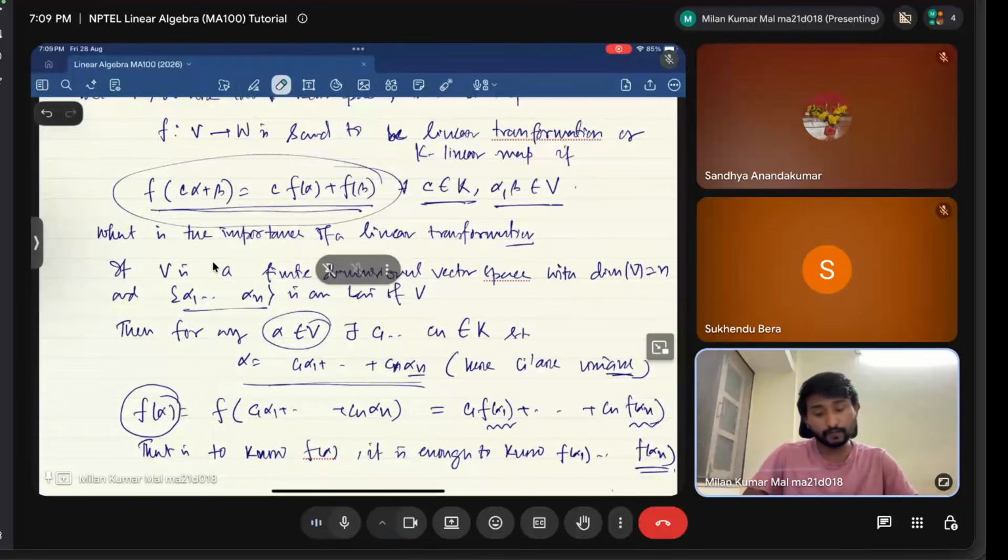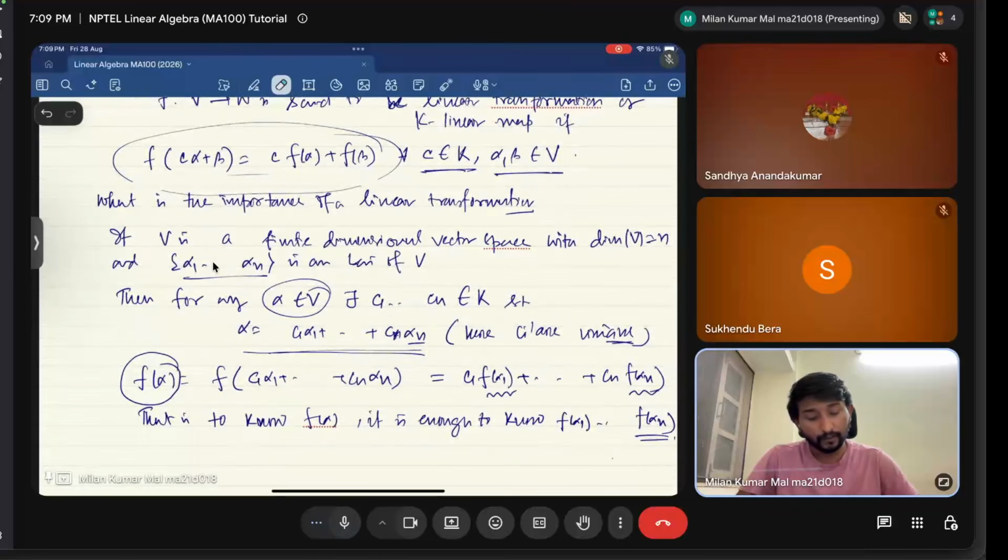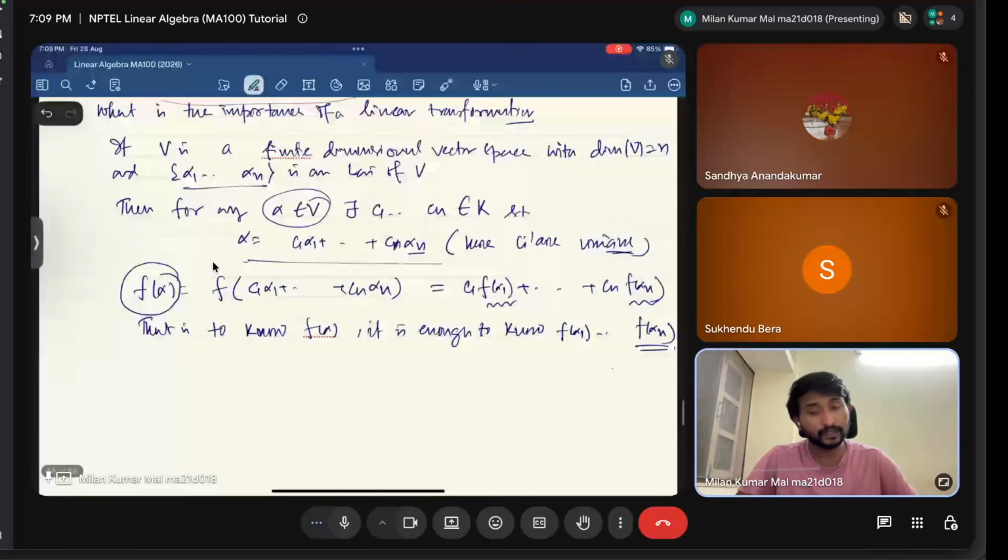So f is given by this property, which satisfies this property. Then, V being a vector space, every element can be written this way. Then f of alpha can be written this way. That means if we know what is f of alpha 1, what is f of alpha 2, what is f of alpha n, then we know what is f of alpha.